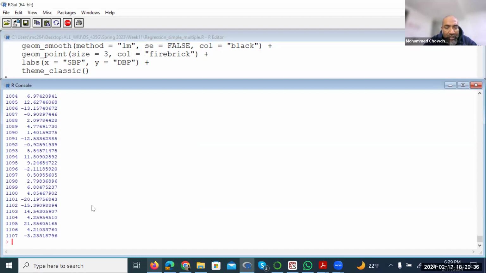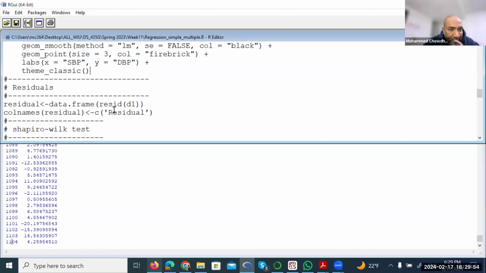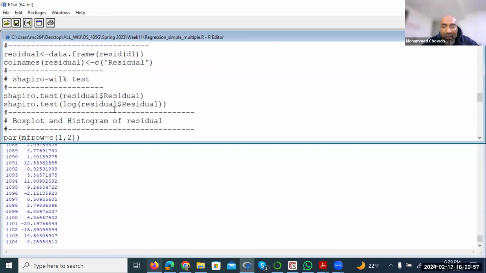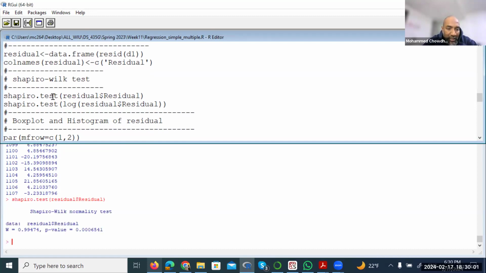Okay. So this is how we obtained it. We obtain it by subtracting the predicted value from the observed value. Observed value means original Y, that means original DBP. Predicted DBP is subtracted from the observed DBP. Then we will get this residual. Okay. So we want to test whether the residuals are normally distributed or not. In order to do that, if we run this, we see that the p-value is not bigger than 0.05, so the residual is not normally distributed.